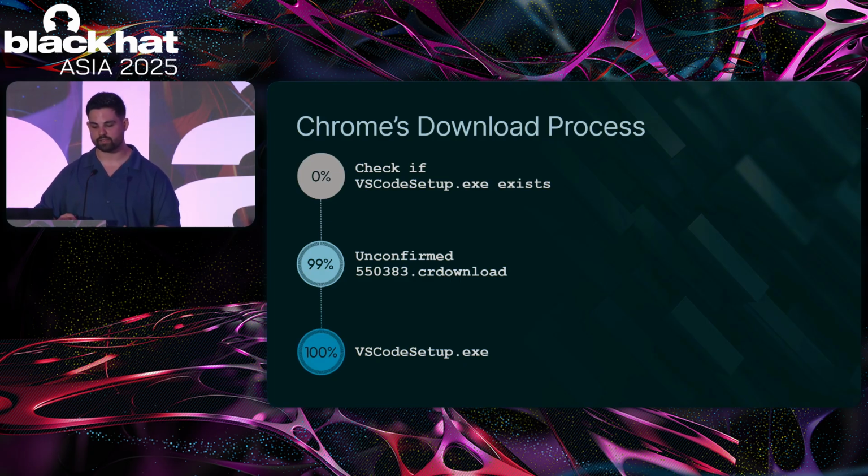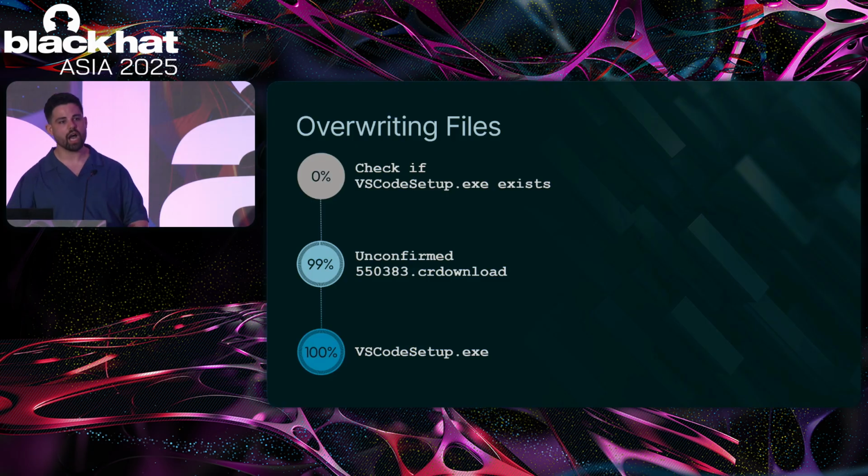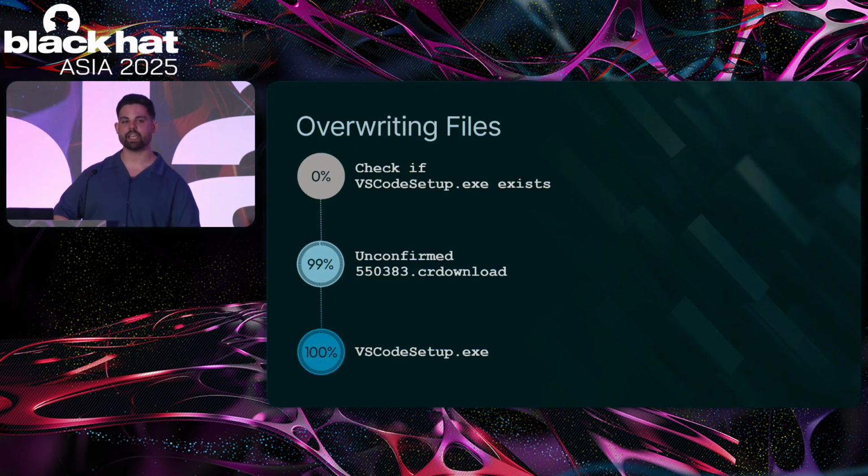Now, because the decision for the final name is made at the beginning of the download process, we thought that there is a good chance to create confusion if we send a file with the same name right in the middle of this process. This will maybe make Chrome fail in overriding the CR download temporary file to the file name, leaving our file in place.